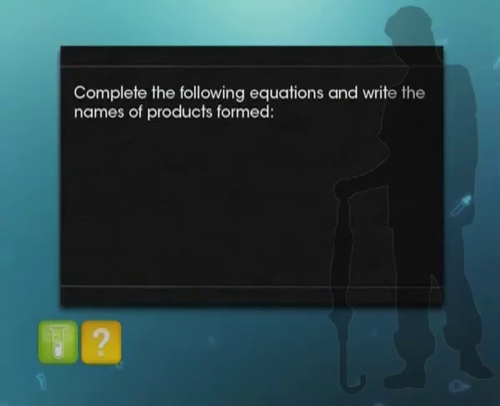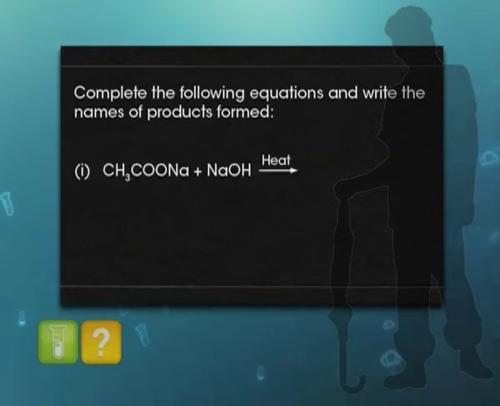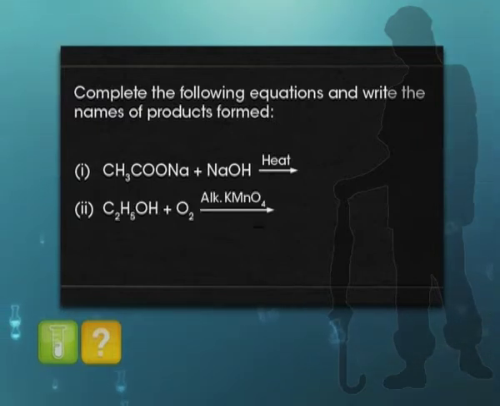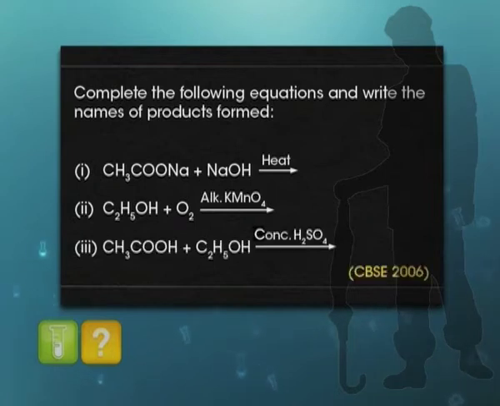Let us now see the preparation of compounds with different functional groups. Complete the following equations and write the names of the products formed. Sodium acetate plus sodium hydroxide on heating gives. Ethanol plus oxygen in alkaline potassium permanganate solution gives. Acetic acid plus ethanol in presence of concentrated sulfuric acid gives.